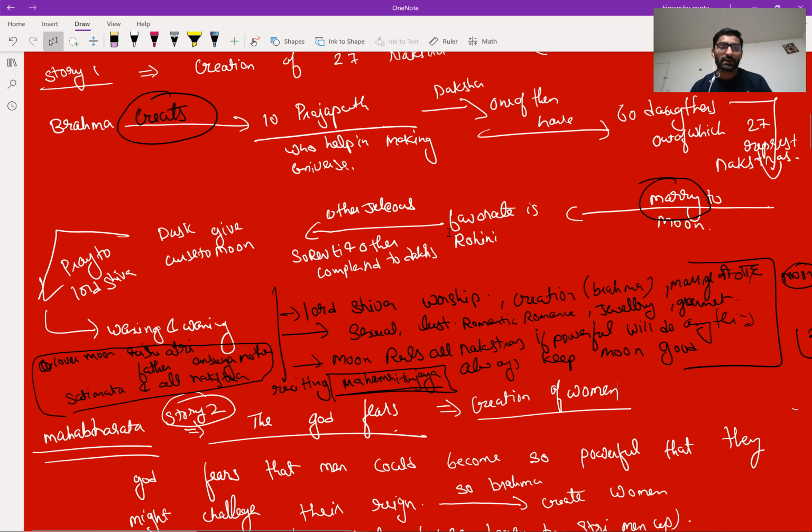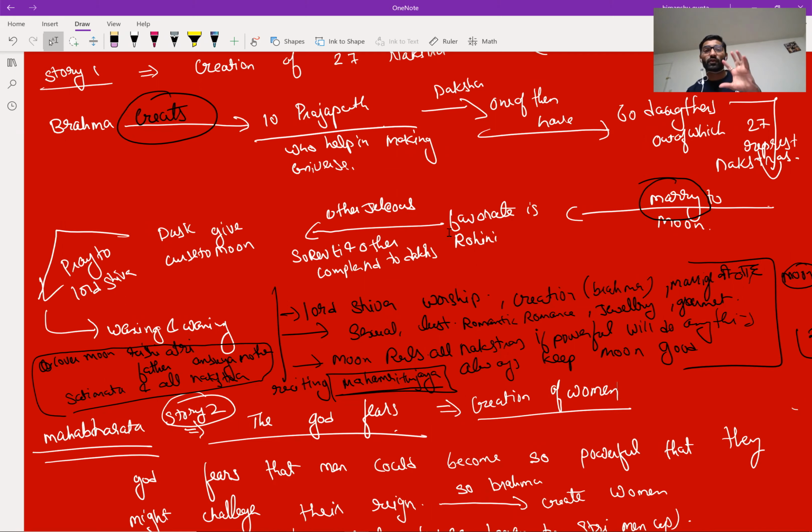So Lord Shiva gave him the blessing, and he said, I cannot cure the curse fully, but for 15 days the moon will be on the waxing side, where it will get its power, and another 15 days it's on the waning side. So that is the story of the waxing and waning of the moon.